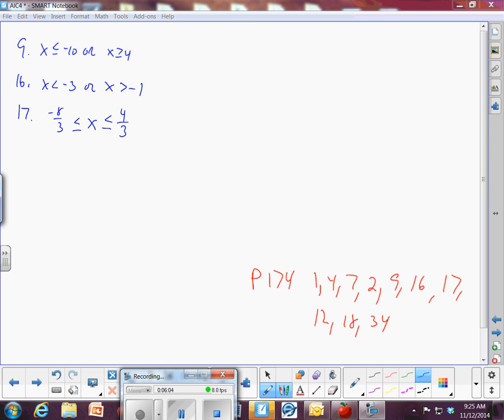Okay, what's next? Number 12. All right, 12 should be 9/2 less than or equal to x less than or equal to 33/2. Okay, 18. Negative 9/2 less than or equal to x less than 15/2.